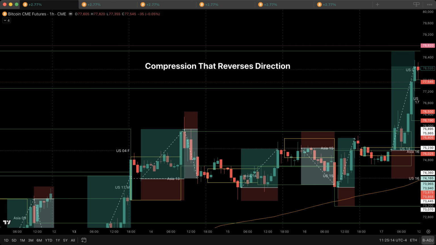Not because the level is wrong, but because the move had no space. Now everything accelerates. Reactions faster. Distance shorter. Failure earlier. You are not missing trades. You are inside compression. And inside compression, direction reverses faster than you react.